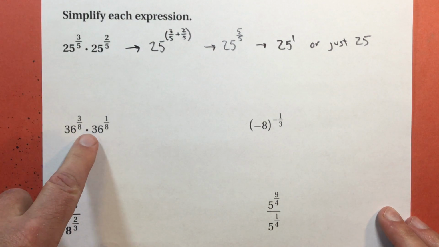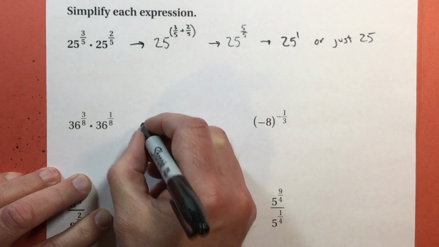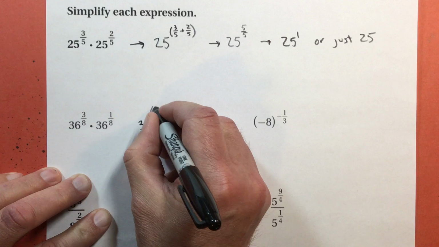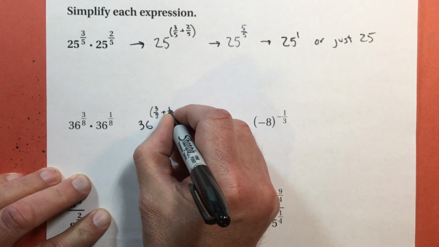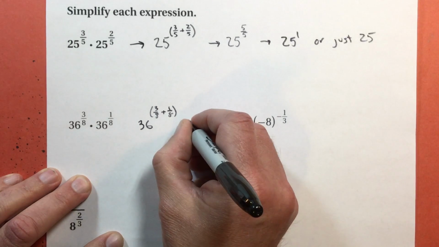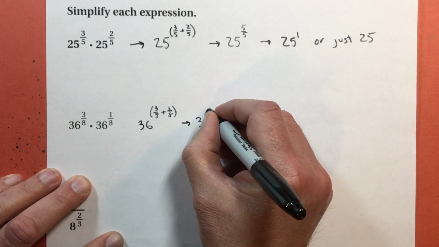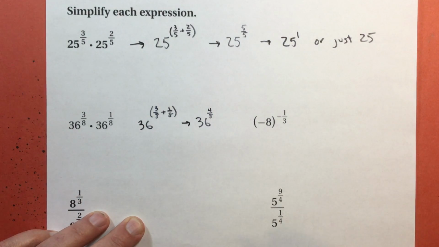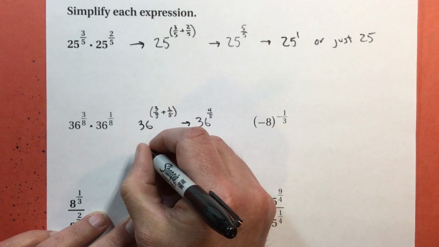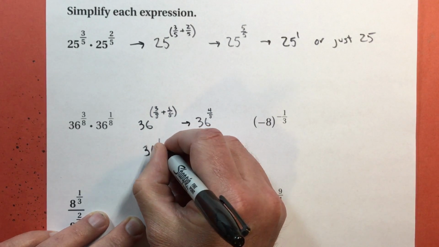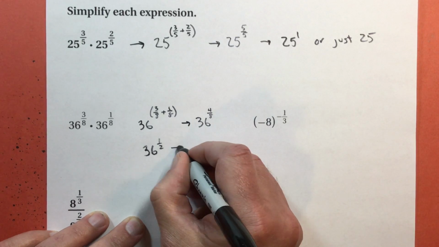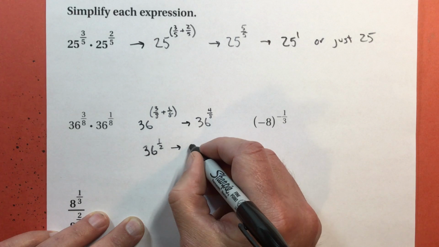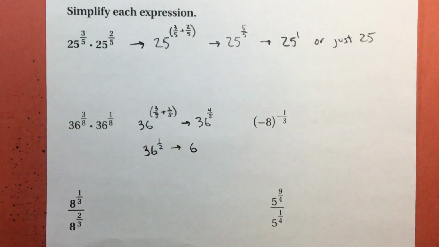36 to the 3/8 power times 36 to the 1/8 power. Same idea. This becomes 36 to the 3 over 8 plus 1 over 8 power. That is 36 to the 4 over 8, which is actually 36 to the 1/2 power. And if I simplify this, this would be the same as the square root of 36, which just equals 6. And we're going to go with the positive root in this case. All right?